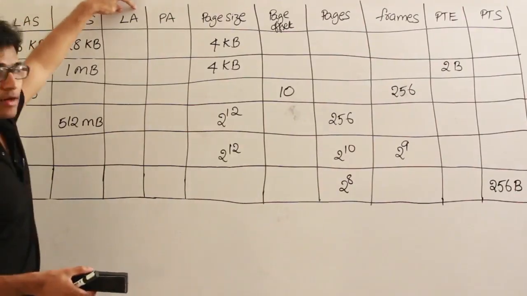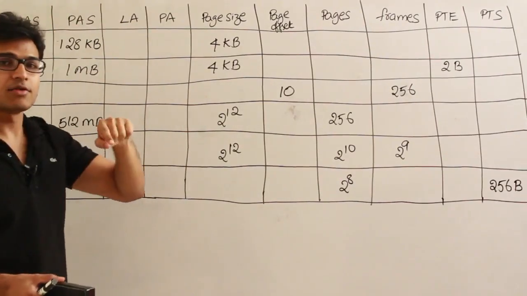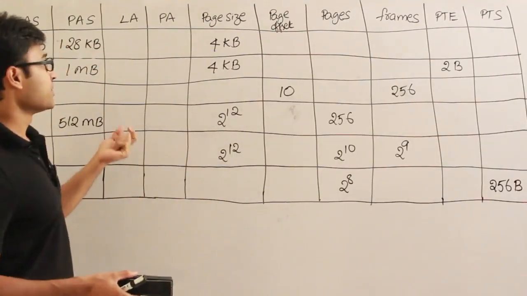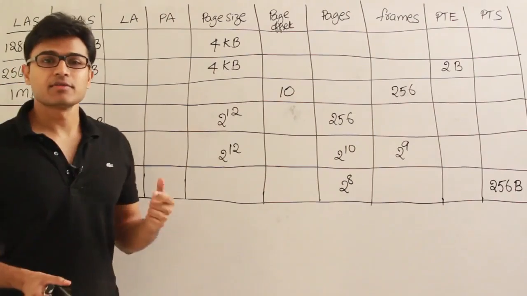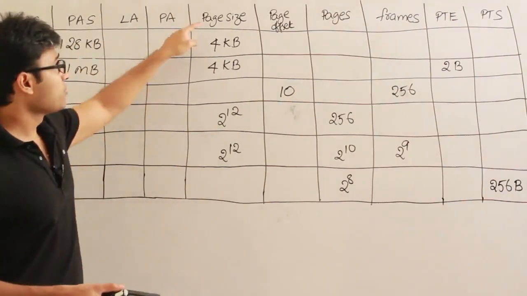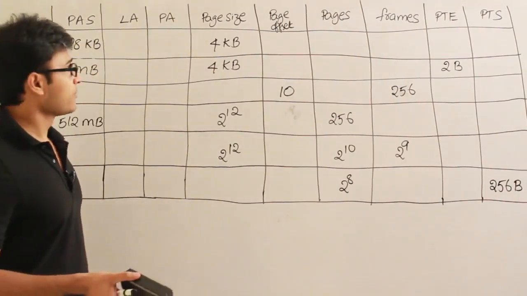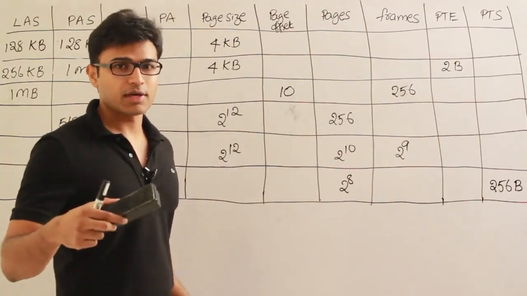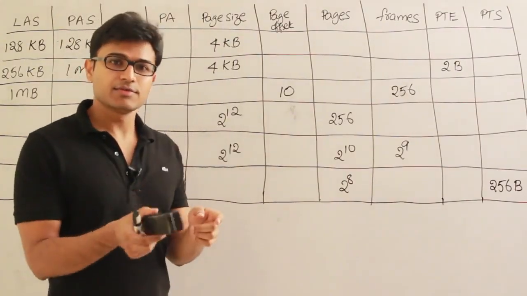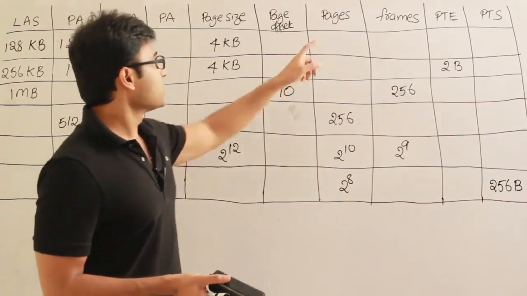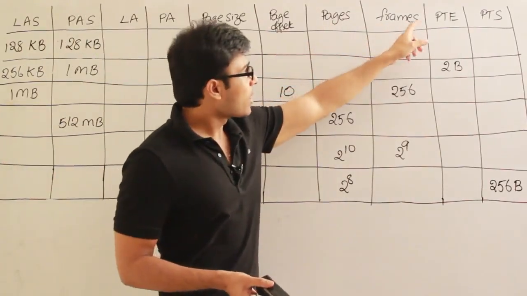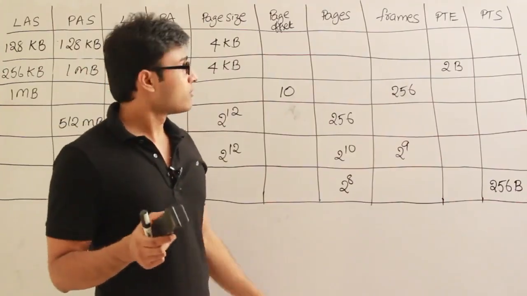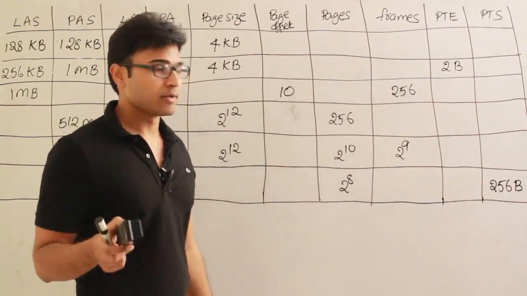And then logical address means the number of bits required to address the logical address space. And physical address means the number of bits required to address the main memory. And then page size you know anyway. And then page offset is the number of bits used to address the bytes within the page. And pages means the number of pages in the process, and frames means the number of frames in the main memory.